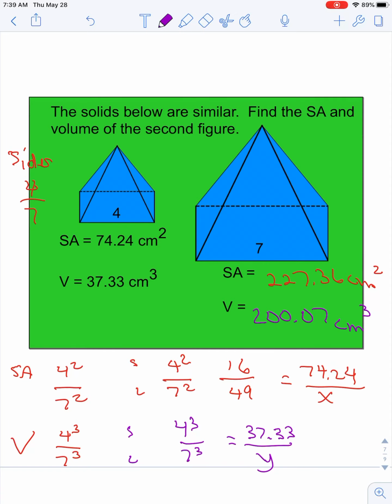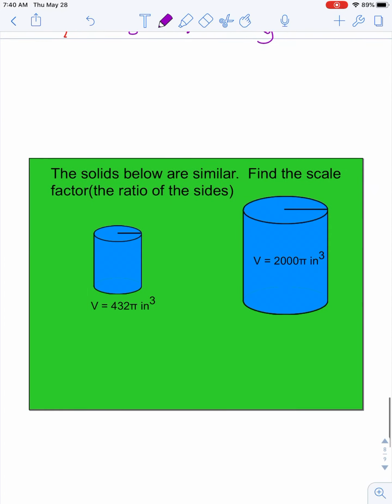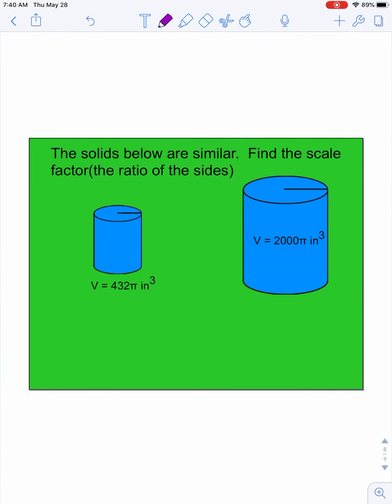So just use the linear ratio of sides or any linear measurement, whether it's a radius, could be a height, a slant height, could be a perimeter, could be a circumference. Use any sort of linear side ratio and then square it if you're trying to find surface area, or cube it if you're trying to find volume. Now, if you're given a surface area or volume ratio, then you're going to have to scale it back.